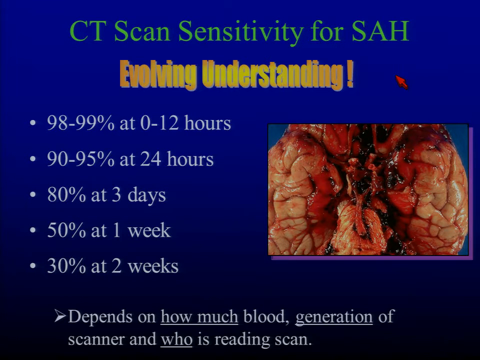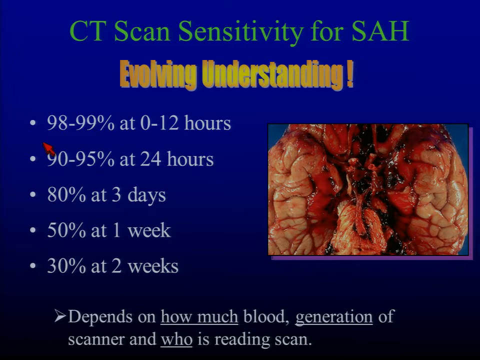I will say it's an evolving understanding, and I think the literature is not perfect on this. I think CT is really, really good for high volume subarachnoid hemorrhage. I think we're flying blind on small subarachnoid hemorrhages. That's just my interpretation of the literature. I read all of that literature. I think it's really, really good. I'm just not sure it's 100% as has been advertised in some literature.